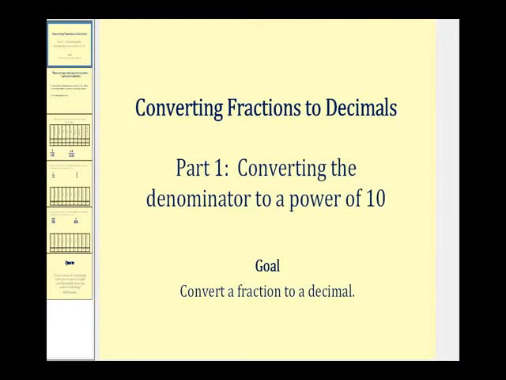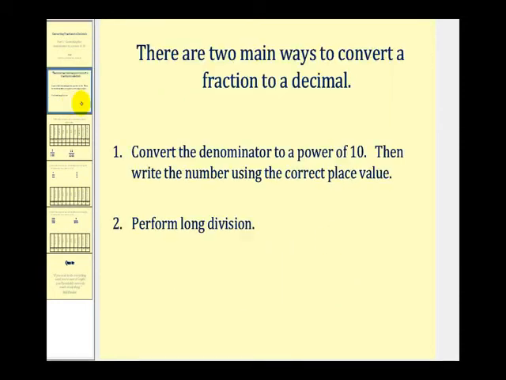Welcome to part 1 of converting fractions to decimals. In this video we'll take a look at converting fractions to decimals by converting the denominator to a power of 10. There are really two main ways to convert a fraction to a decimal without a calculator. Number 1, covered in this video, is to convert the denominator to a power of 10 and then write the number using the correct place value. And the second method, covered in part 2, is to perform long division.